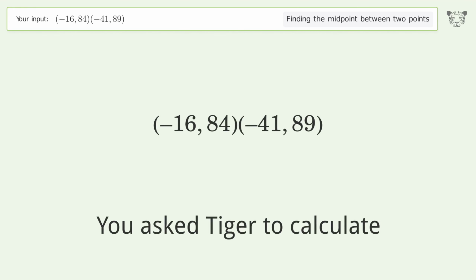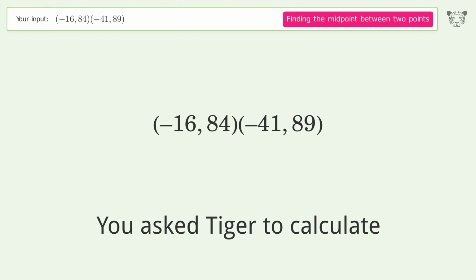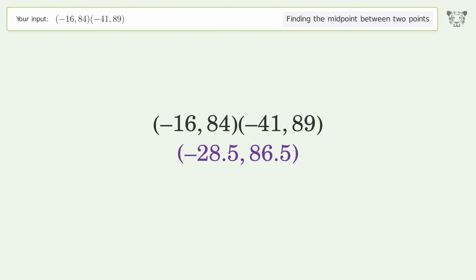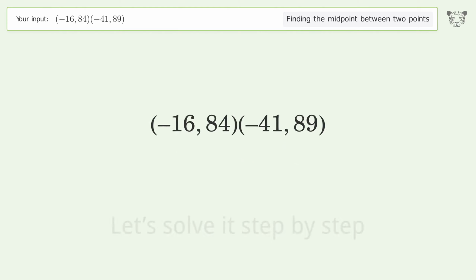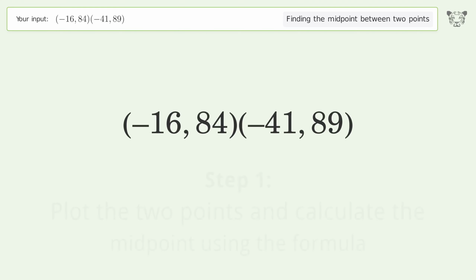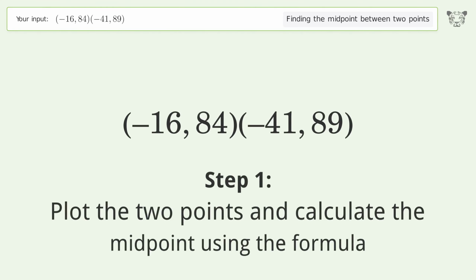You ask Tiger to calculate. This deals with finding the midpoint between 2 points. The midpoint between the 2 points is negative 28.5, 86.5. Let's solve it step by step. Plot the 2 points and calculate the midpoint using the formula.